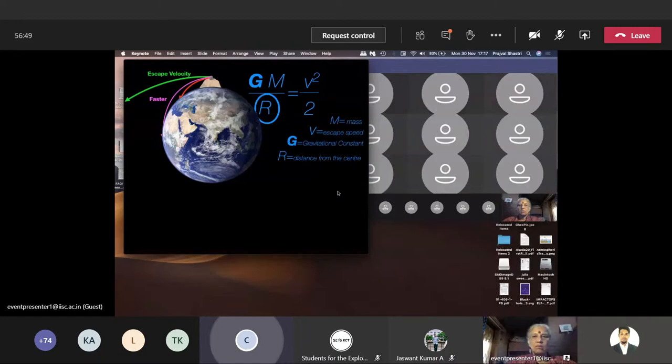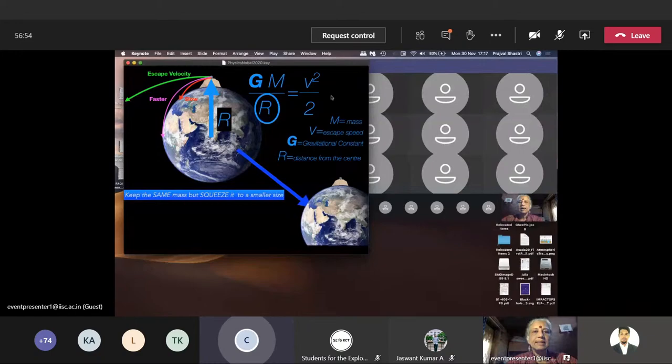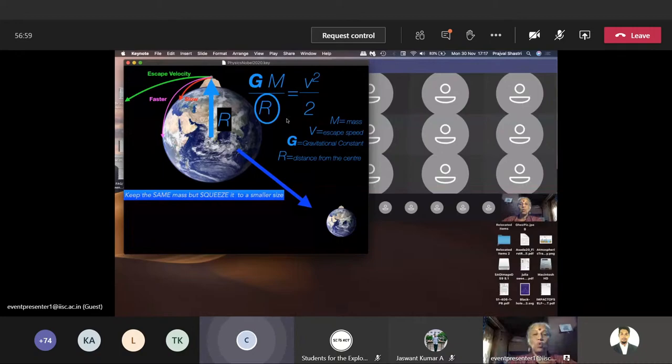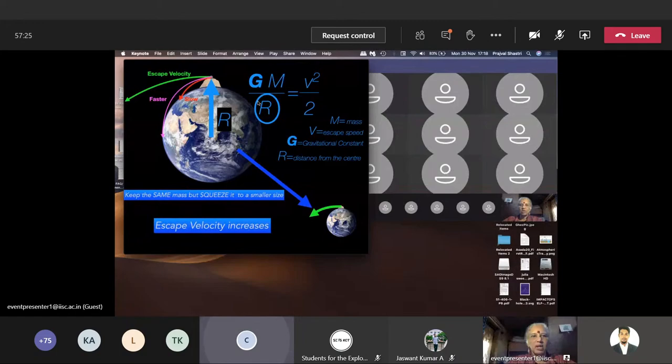As you can see here, the escape velocity formula has the distance in the denominator. So if that decreases, it means that the escape velocity increases. Suppose we imagine that we squeeze the Earth into a size that is much smaller. So keep the same mass of the Earth, but squeeze it in size. Then what will happen? This R will reduce, and therefore the escape velocity will increase. In other words, if you keep the same mass and squeeze something, the escape velocity needed to escape from its surface increases.